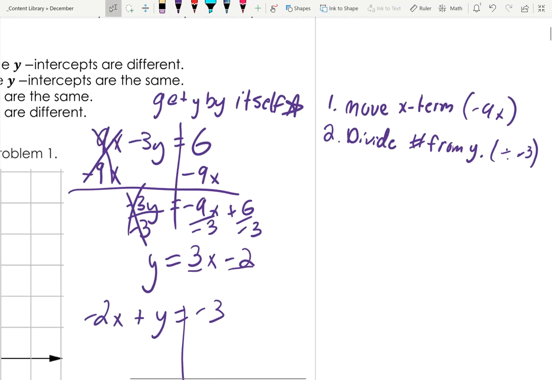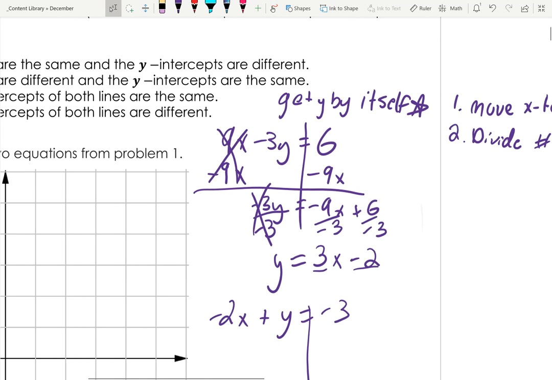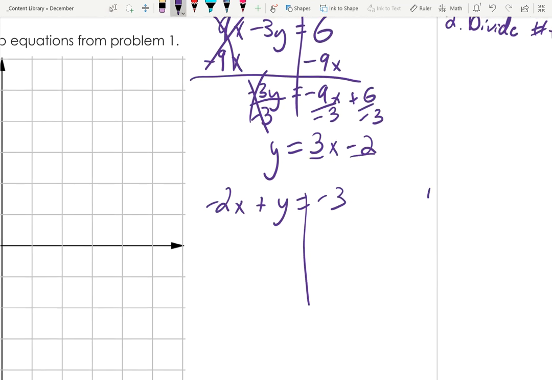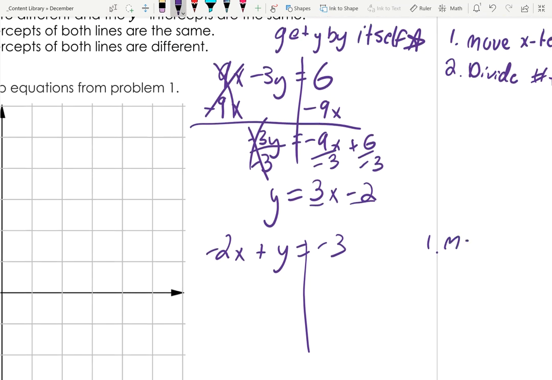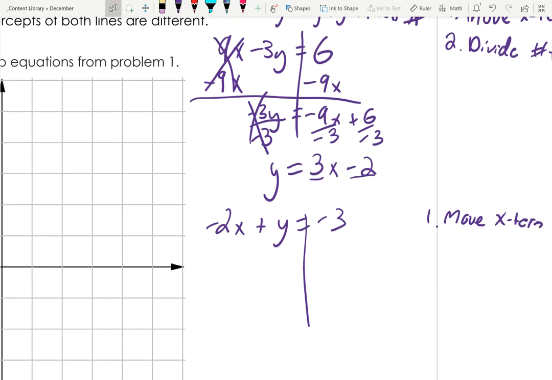Those are the only 2 steps that you need to get the y by itself. So here, we're going to follow the same steps. We're going to follow step 1, which, remember, is move x term. So that's the negative 2x in this case. Now, because it's a negative 2x, we will have to add 2x, because negative 2 plus 2 will cancel out. Now, again, since I did that on the left, I have to add it to the right-hand side too.